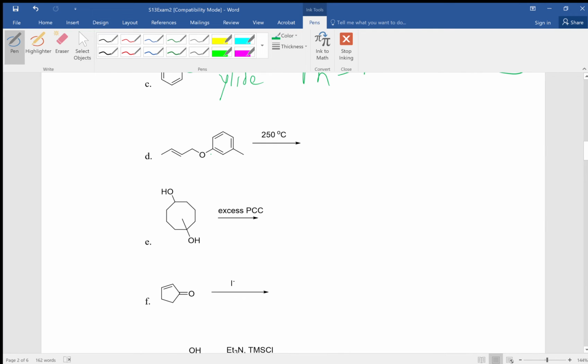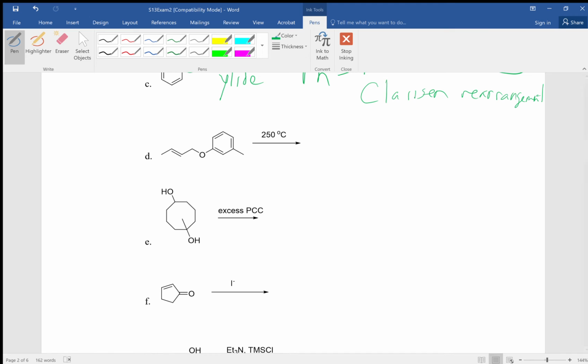All right, in part D, we have this ether, and we're heating up to high temperature. So this is known as the Claisen rearrangement. And I'll include the solution here, although this is a reaction that now I generally don't cover till the very end of Organic 2.